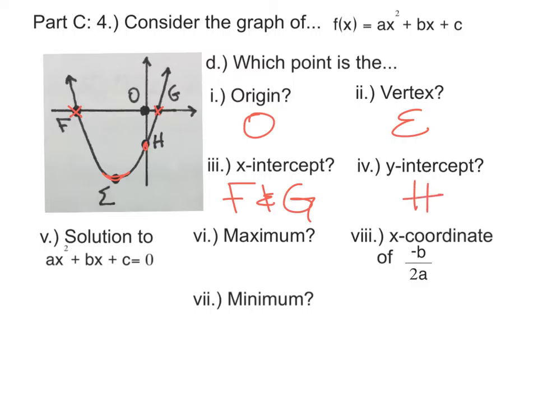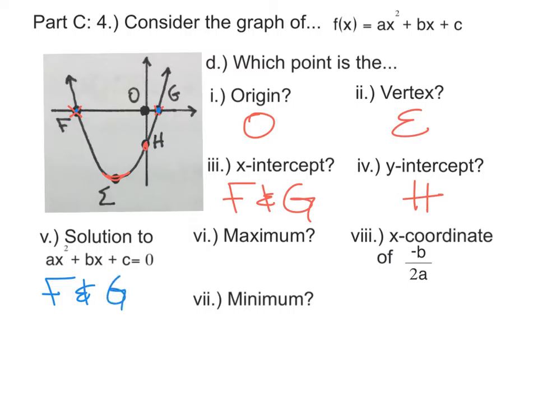Now you think we've hit every point already, so we should be done. Well, not necessarily, because also the solution to when f of x is equal to 0, right? When ax squared plus bx plus c is equal to 0. Well, what do we make equal to 0? y. If y is 0, then what we're finding are the x-intercepts. So again, F and G.